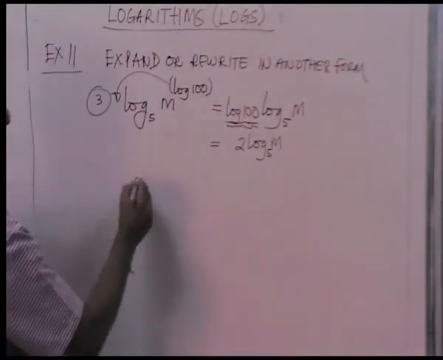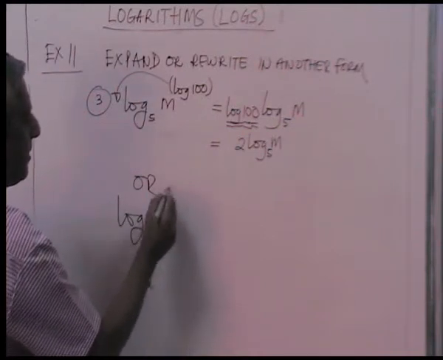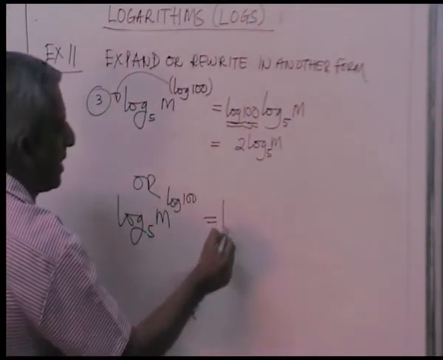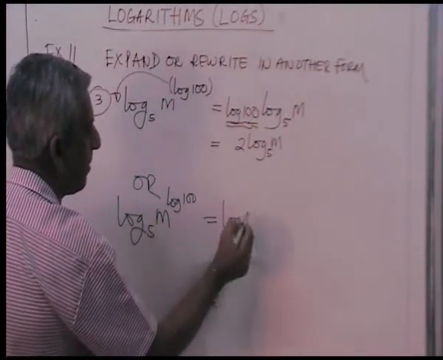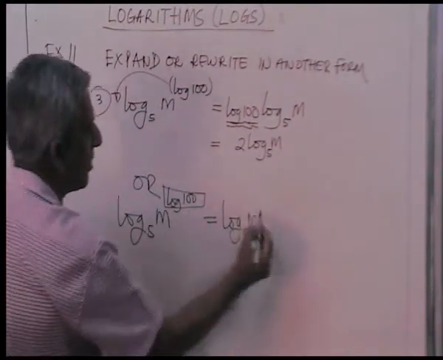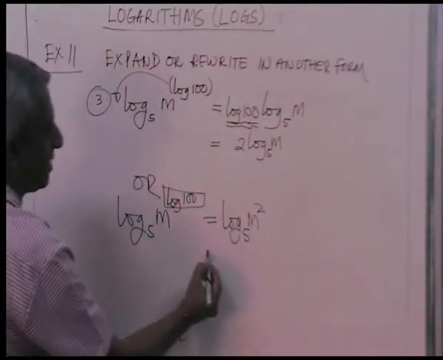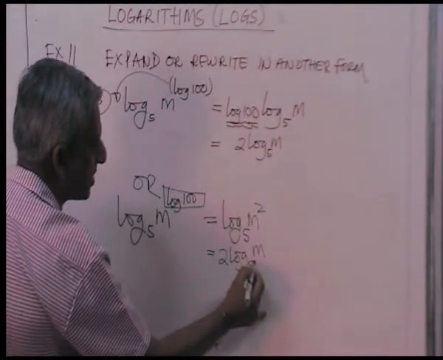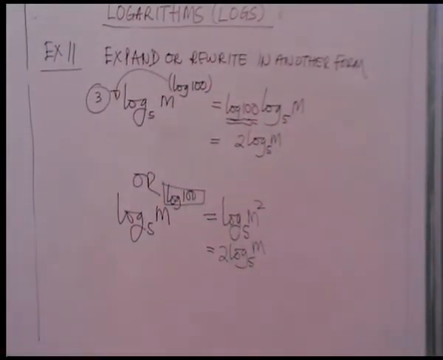Or, this example could have been done differently. You could have changed the question yourself. You were given this question here. You could have changed the question and said, well, it is log of 5, log of m to the base 5. But this log 100, you know it is 2. You can check in your calculator, it is 2. You could have changed a question like that straight away. And then simplified it and you get 2 log m to the base 5. So there were 2 options to handle number 3.